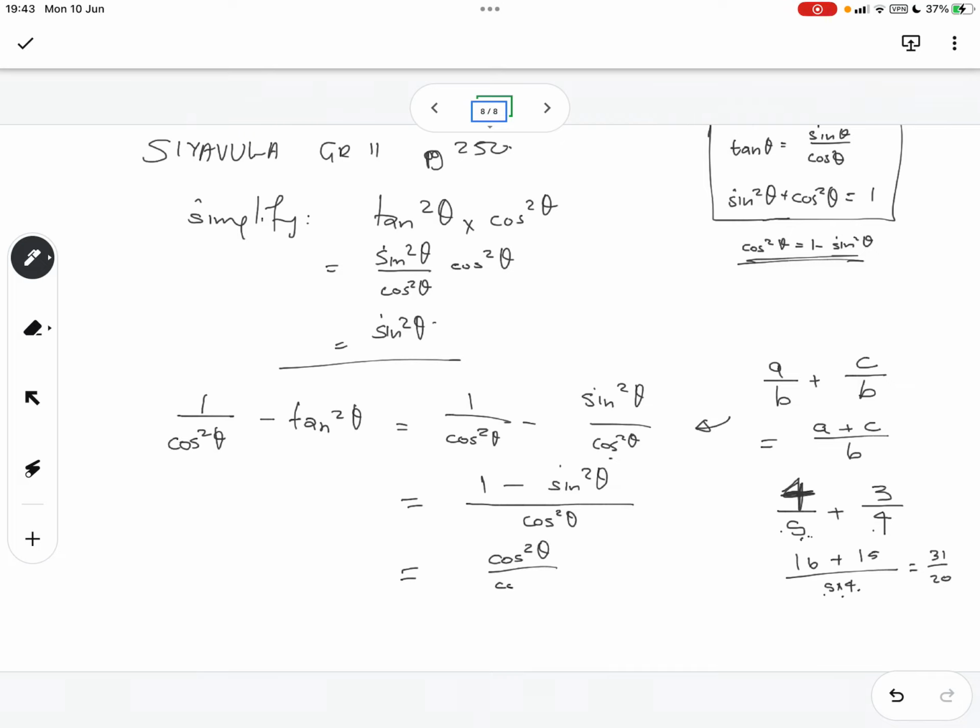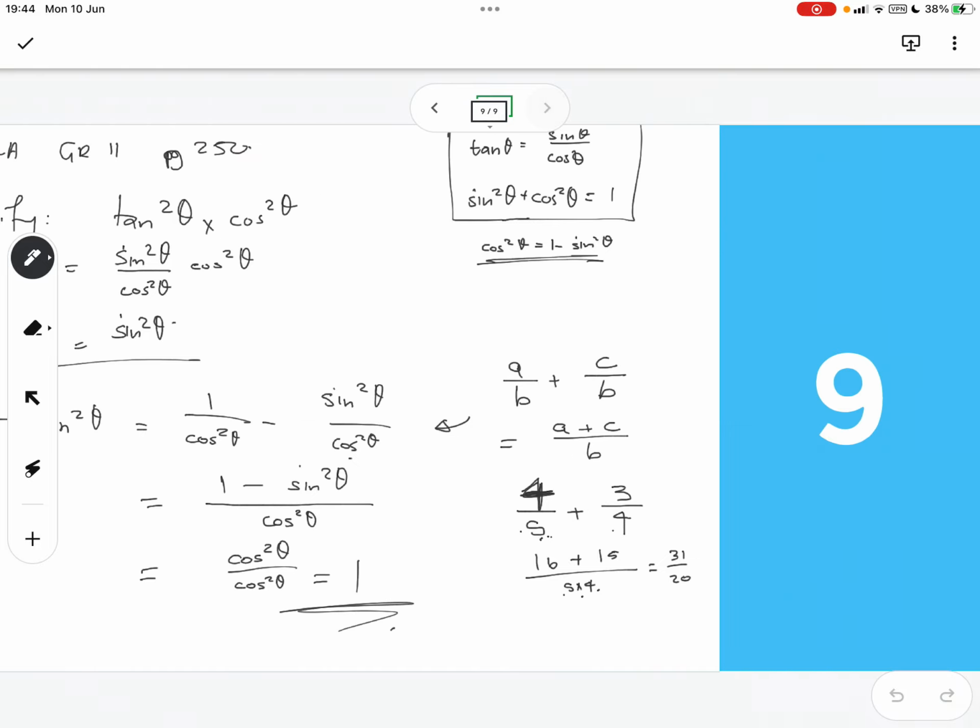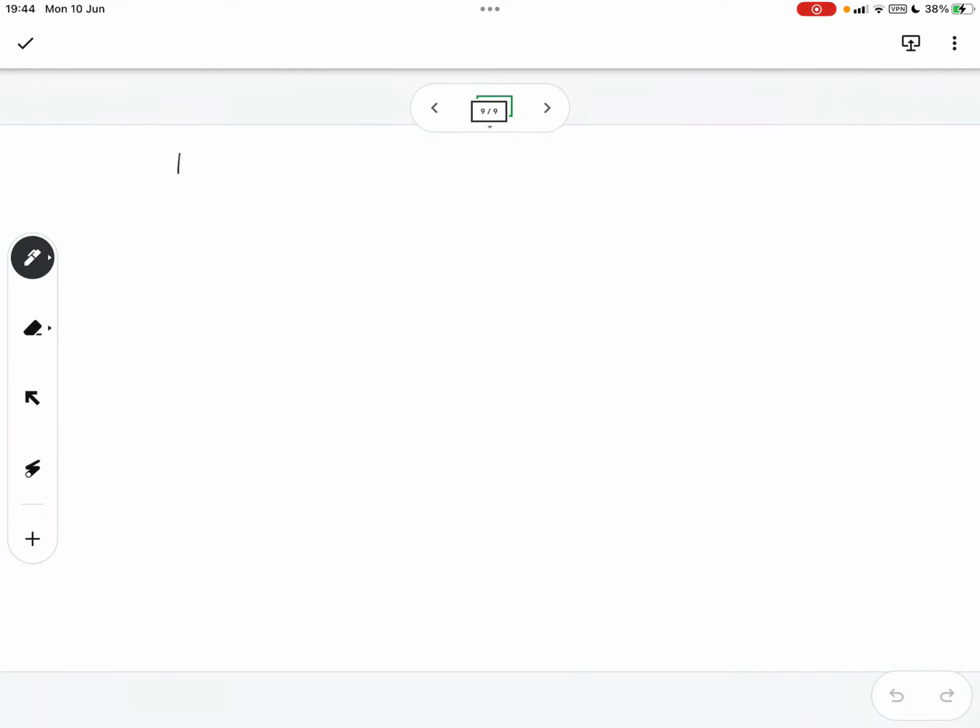So likewise, we add fractions like this. Lowest common multiple is cos squared theta. So that goes in once, 1 times 1 is 1. And that goes in there once, 1 times sine squared theta remains sine squared theta. And this, from that, gives us cos squared theta. And we divide that by cos squared theta, and this gives us 1. So that's one way these problems manifest.